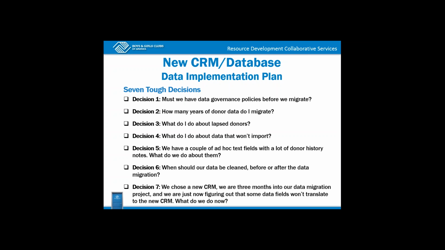And then another question to think about and decision to make is, we chose a new CRM database. We're 3 months into our process and we're just figuring out that some of the data fields won't translate to the new database. What do we do now? So you've created a data map with your vendor of all these old fields now translate into these new fields, but you have a section of old fields from your old database that don't translate easily or fit into the new database. So it's important to look at it and say, can you remap to another field? Do you create a custom field for the database?